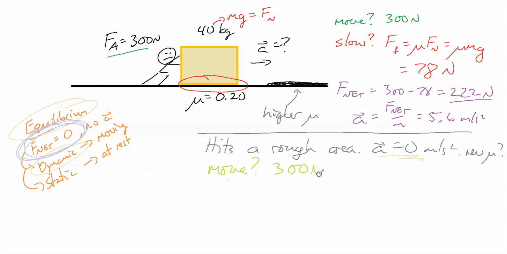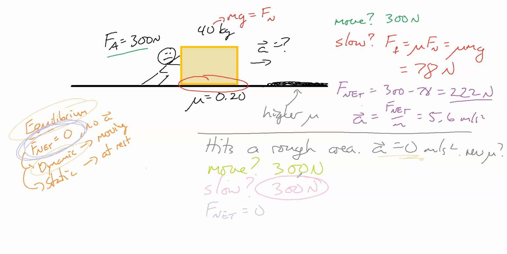Well, 300 newtons is trying to move the box. And then I ask myself, how much is trying to slow it down? Well, I don't know because I can't find new friction, but I do know that my net force is equal to 0. If I've got 300 trying to move it, and the net force is 0, that tells me that there must be 300 newtons trying to slow it down. Friction must now be 300 newtons to cancel off the applied force of 300 newtons.